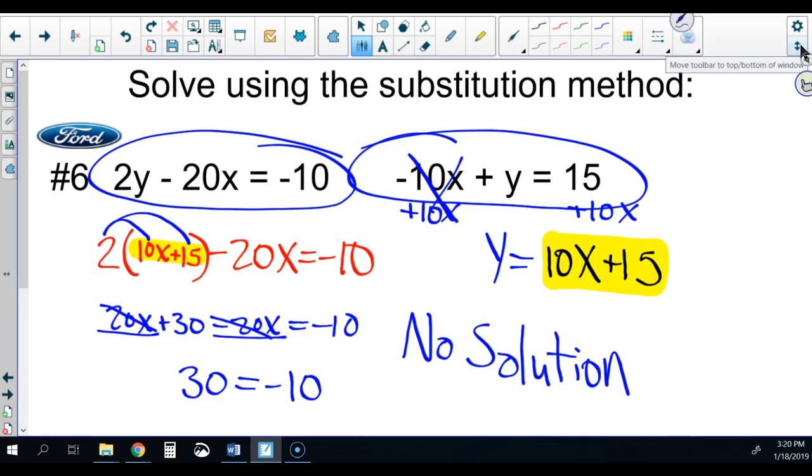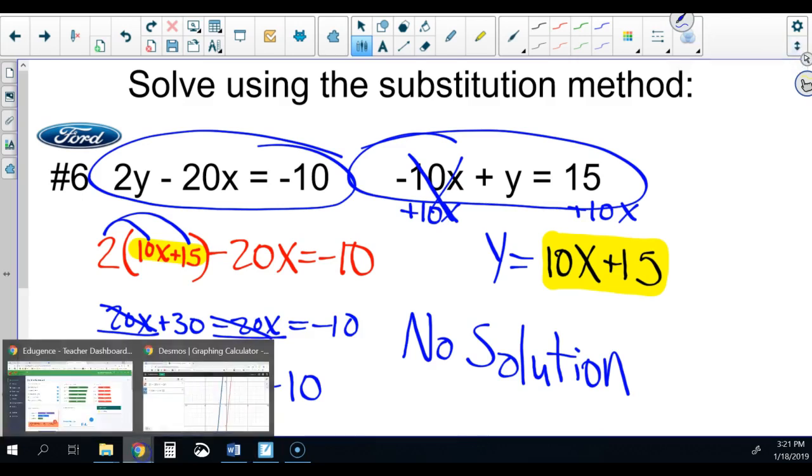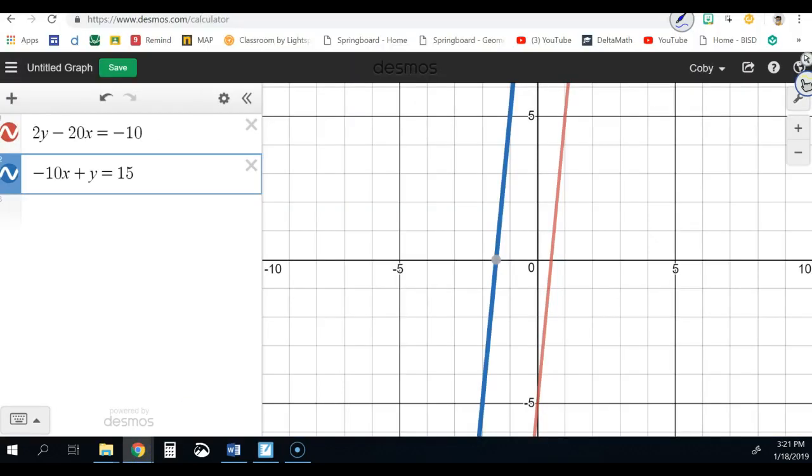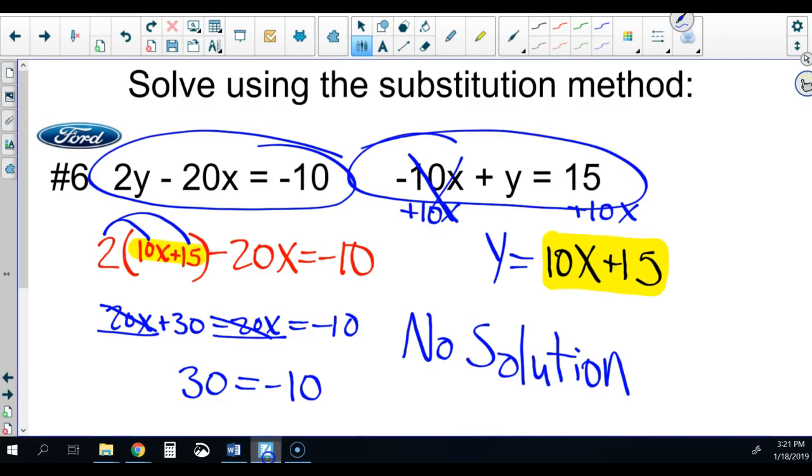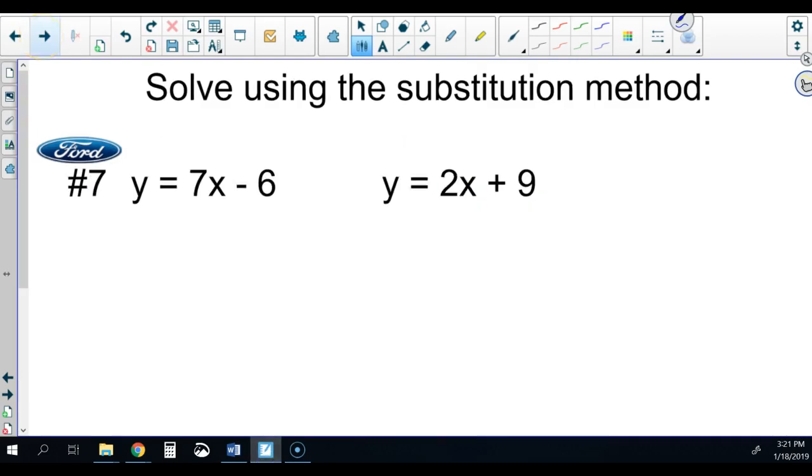Okay, with these two, to show you that it truly is a no solution, if you go to Desmos, here I just typed in both equations, the 2y minus 20x equals negative 10. That gave me the red line. The blue line, negative 10x plus y equals 15. As you can see, these are parallel. They will never cross, they'll never intersect, so there is no solution. So, no solution. Next one, number 7.